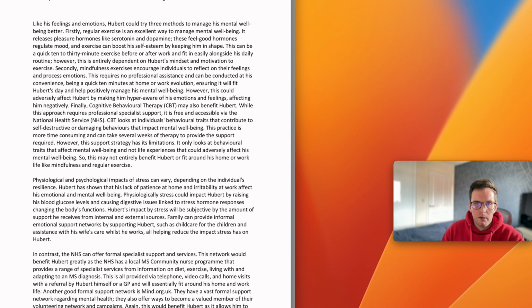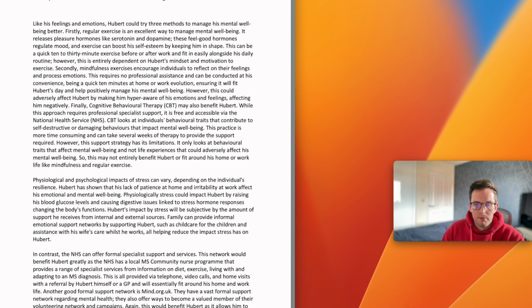However, this is entirely dependent on Hubert's mindset and motivation to exercise. Secondly, mindfulness exercises encourage individuals to reflect on their feelings and process emotions. This requires no professional assistance and can be conducted at his convenience, being a quick 10-minute at-home or work evolution, ensuring it will fit in with Hubert's day and help positively manage his mental well-being. However, this could adversely affect Hubert by making him hyper-aware of his emotions and feelings, affecting him negatively.